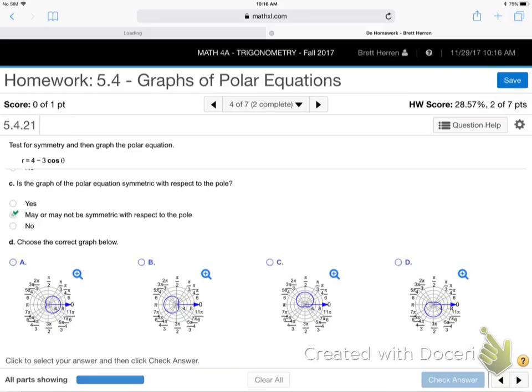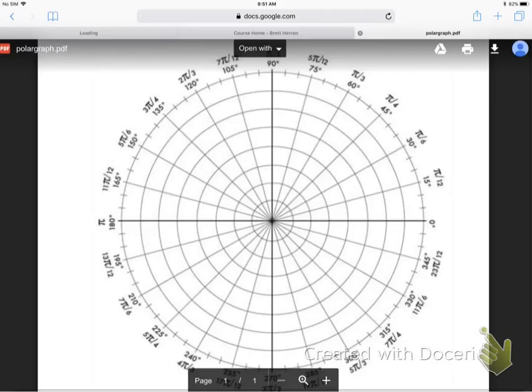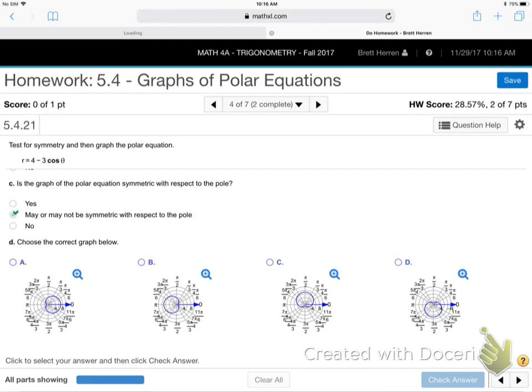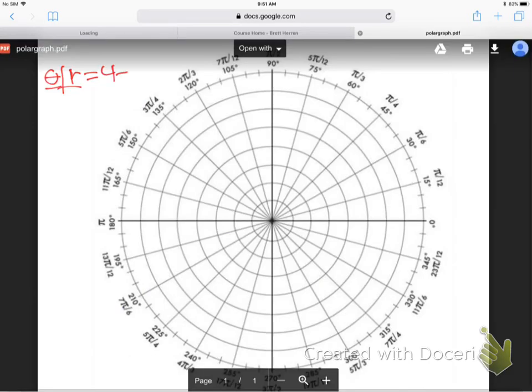Okay, so now we want to graph. So let's go to our polar chart. Make a theta R table. And R equals, what is it? 4 minus 3 cos theta. Let's plug in some angles.